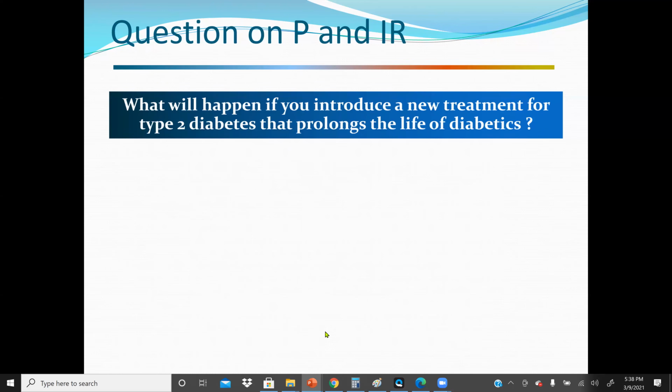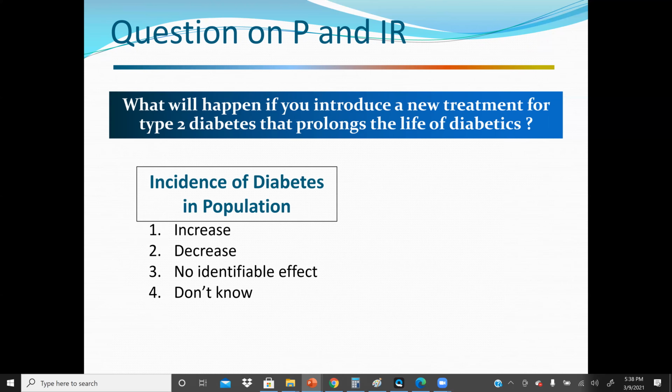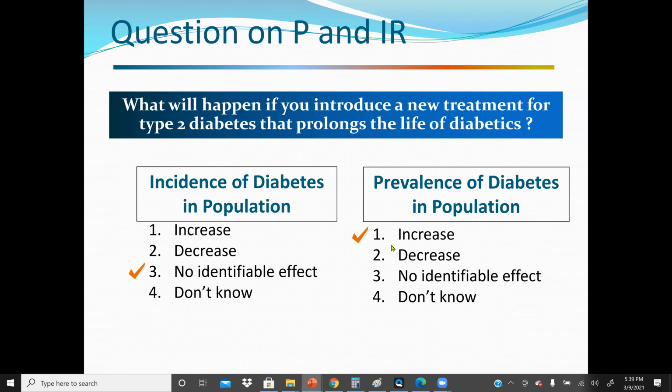What will happen if you introduce a new treatment for type 2 diabetes that prolongs the life of patients with diabetes? So the incidence of diabetes in this population, of course, has no identifiable effect. But with prevalence, we are going to see an increase, since people live longer with diabetes, so it will increase.